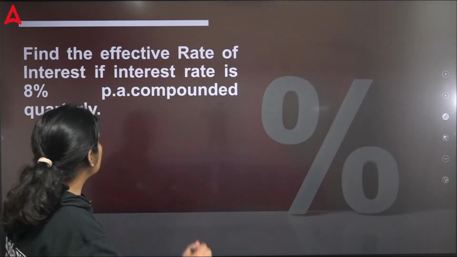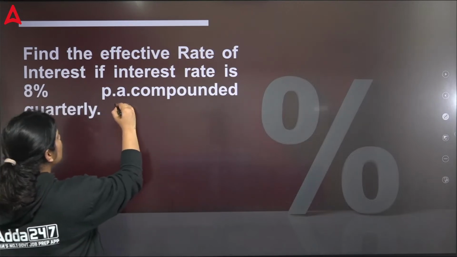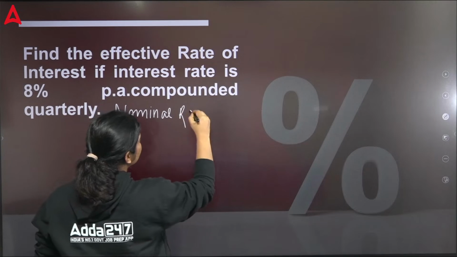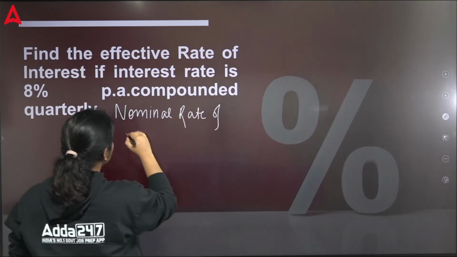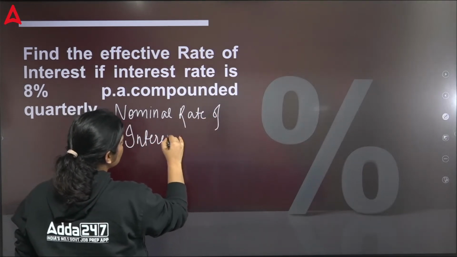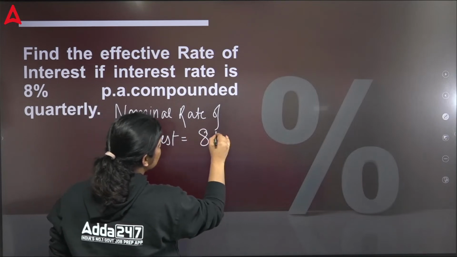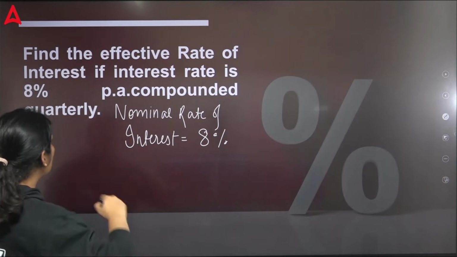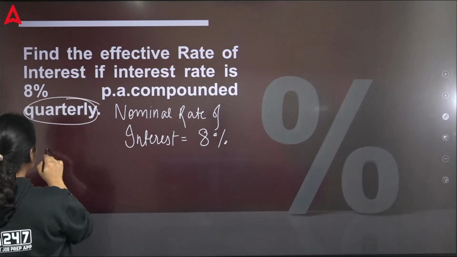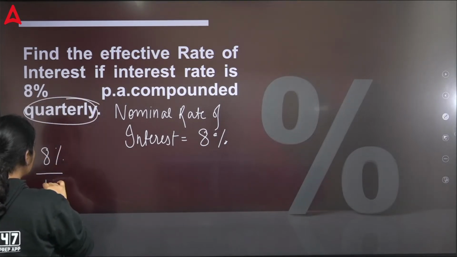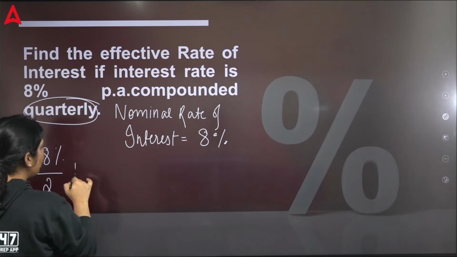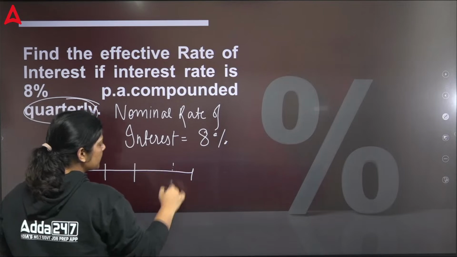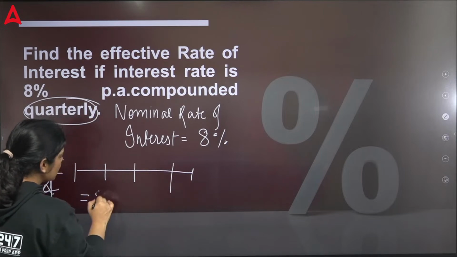Now, if the nominal rate of interest is how much? The nominal rate of interest is 8%, correct? Now, if the interest is compounded quarterly, 8% divided by 4, because there are 4 quarters in a year. Divided by 4 will give us 2%.